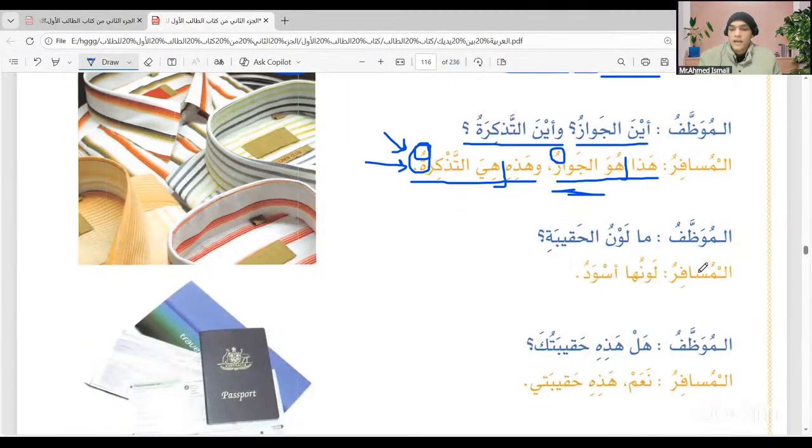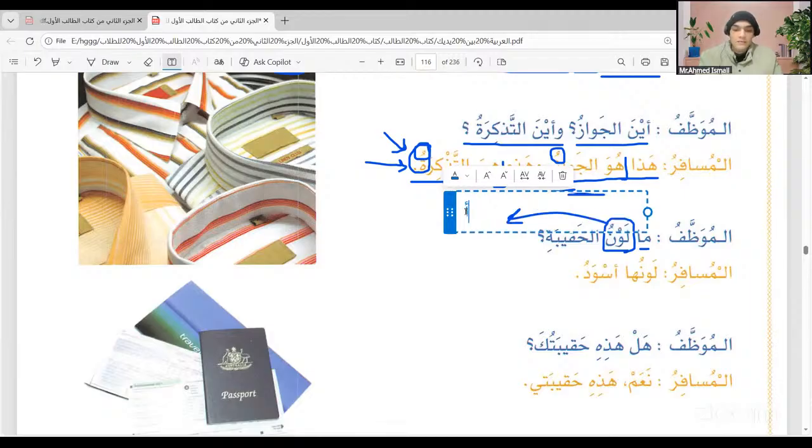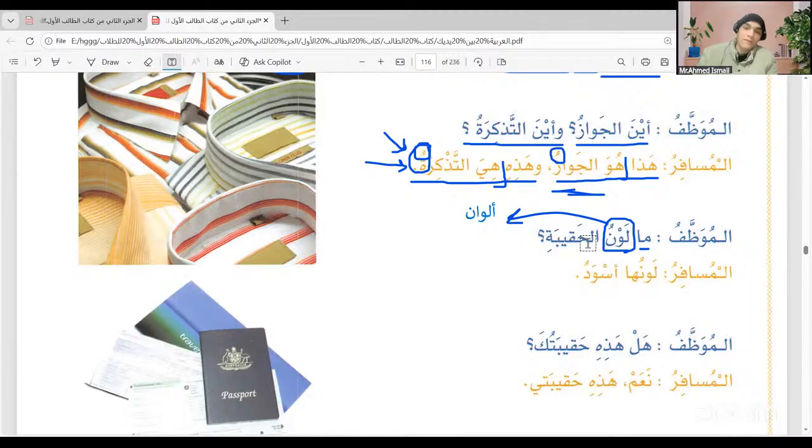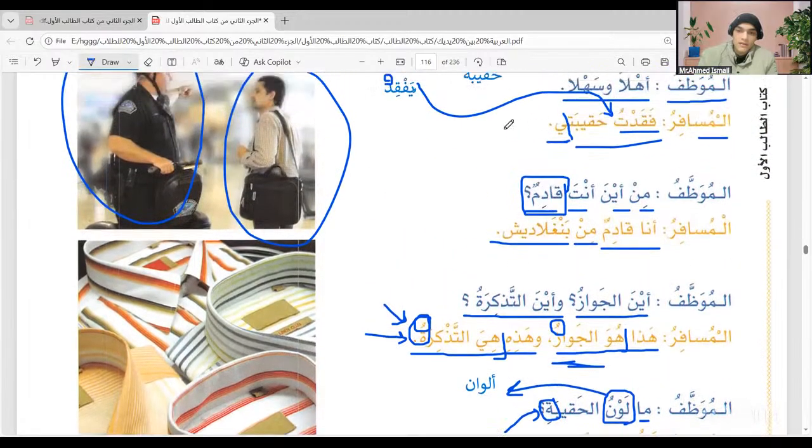And next we have الموظف said ما لون. We said before the word لون, and the جمع of it is ألوان, which means the colors. So ما لون الحقيبة, what is the color of the bag. Like I said before, guys, you have the word حقيبة with a closed ta at the end of it, but if you connect it to another word, you say حقيبتي, like in this word.